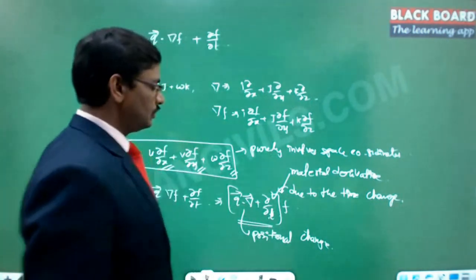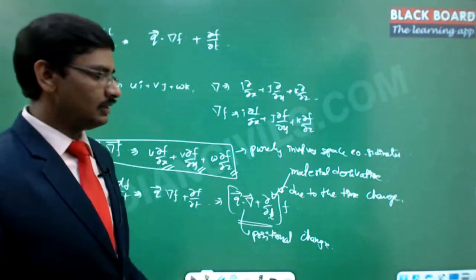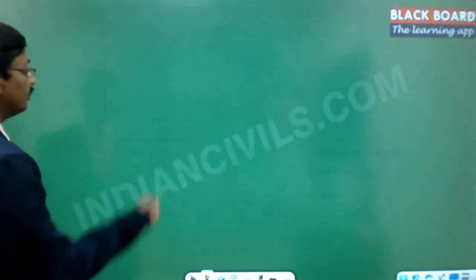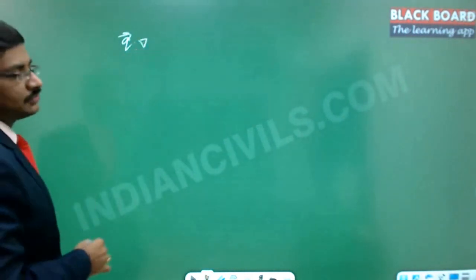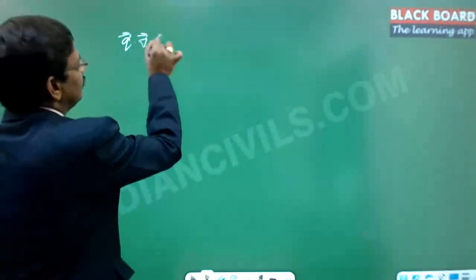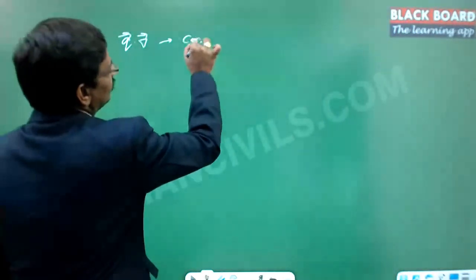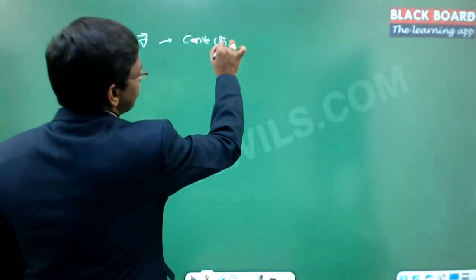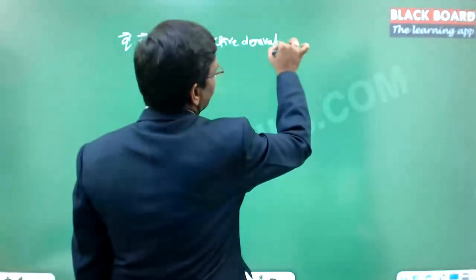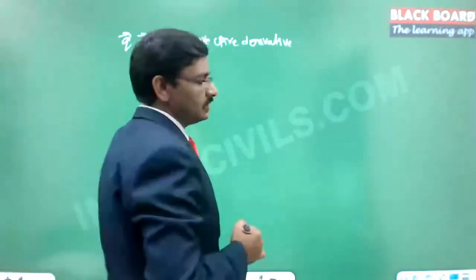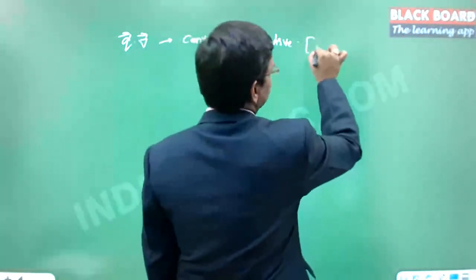Right? So this value q dot del was given a different name. This value is called the convective derivative, because this is purely due to positional change.